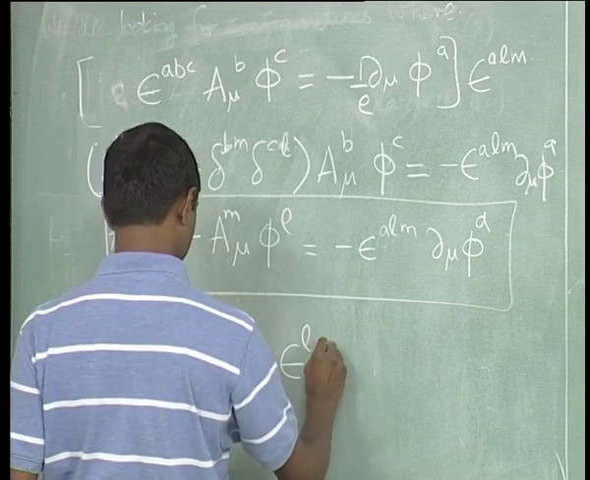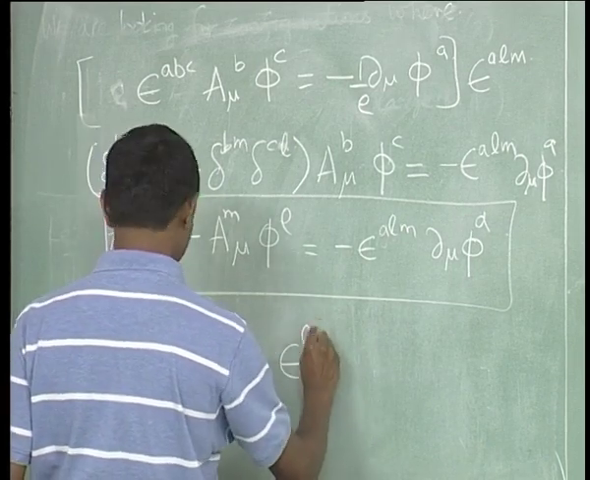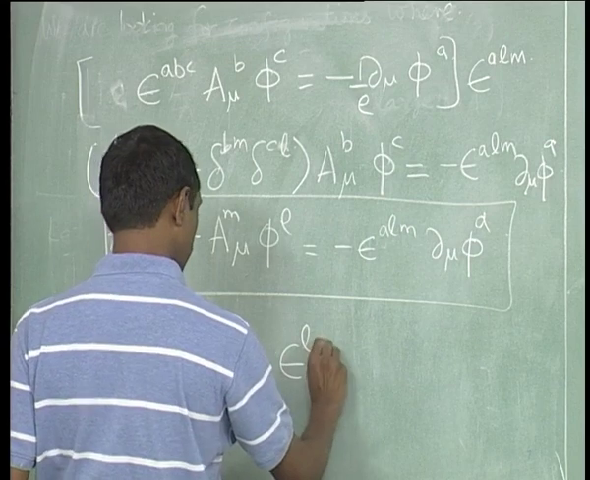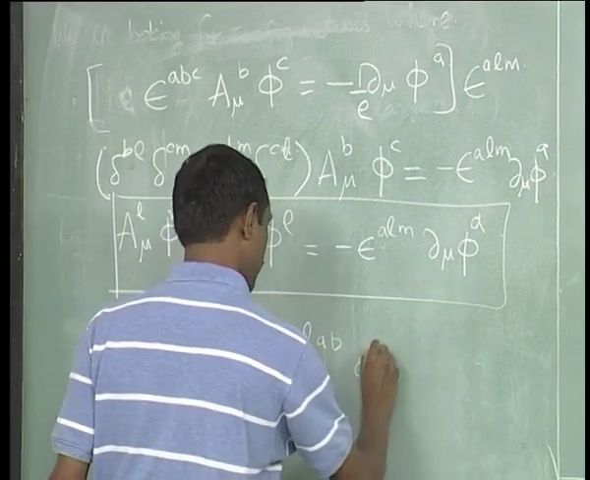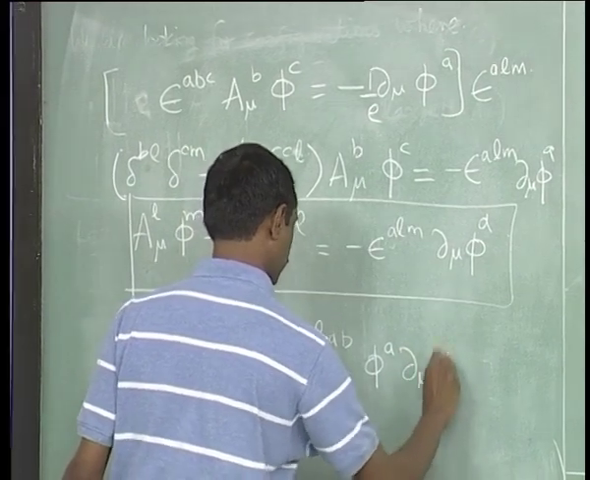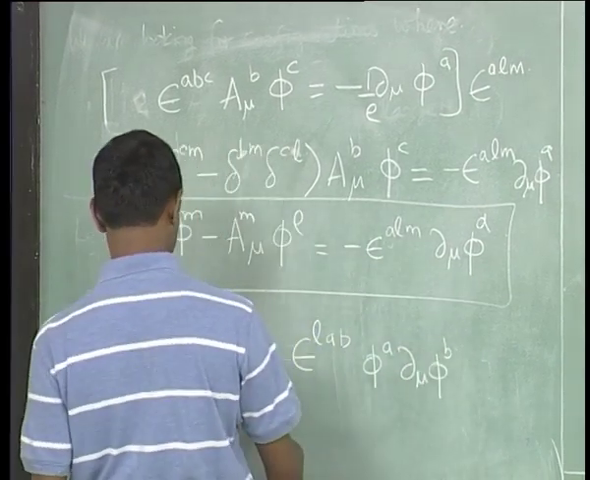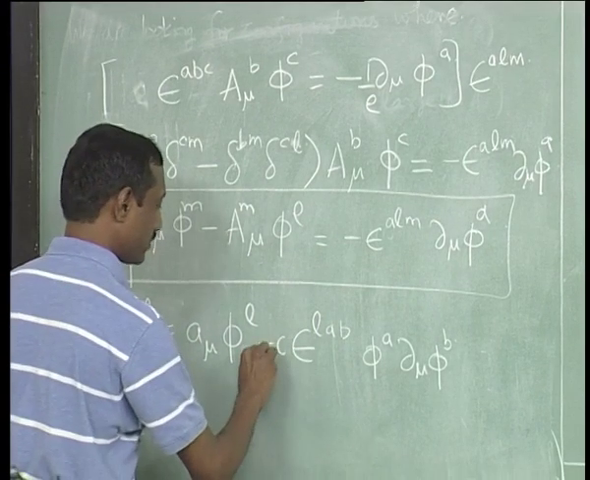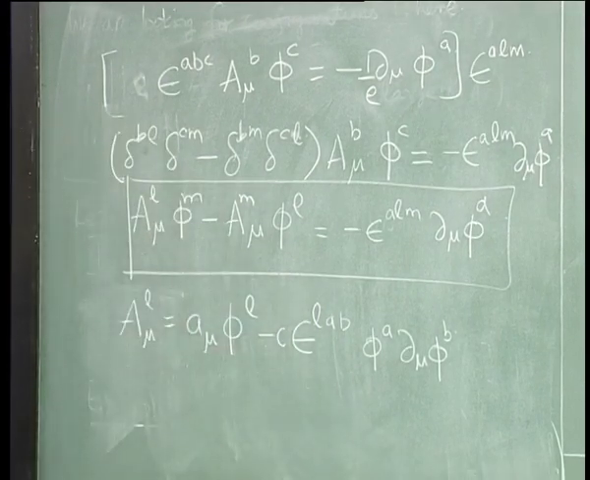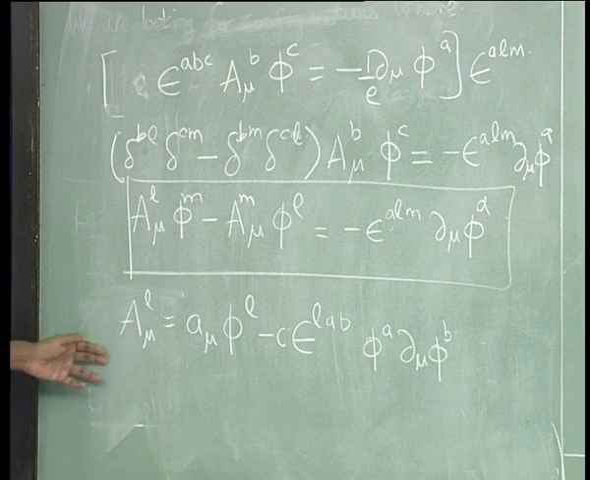with some constant which I will fix soon, epsilon L A B phi a, with some constant which I need to fix. I think it is a minus sign, we will fix this constant. Okay, so we just plug this in here.